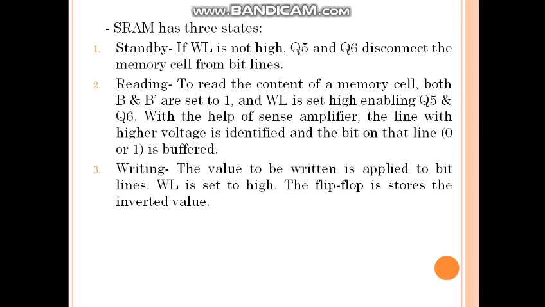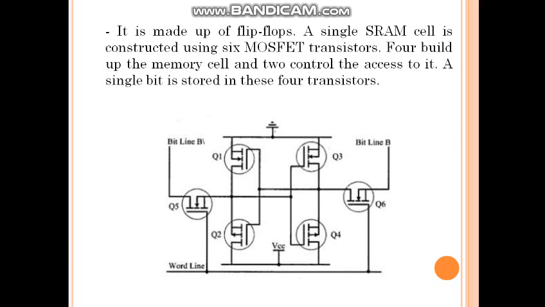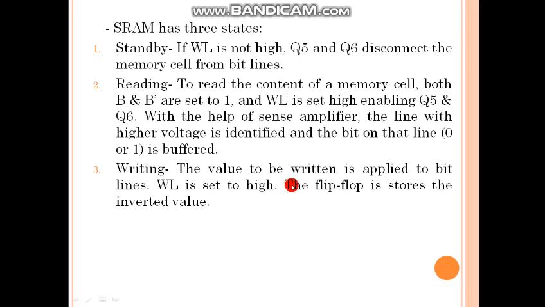This static RAM has 3 states, that is standby, reading and writing. In standby, if the WL is not high, Q5 and Q6 are disconnected from the memory cell. If you observe in the diagram, you find that this WL, that is word line, is not activated. As soon as it is not activated, Q5 and Q6 directly turn off. As Q5 and Q6 turn off, this complete system is in standby mode.